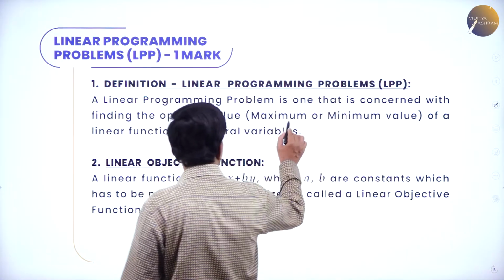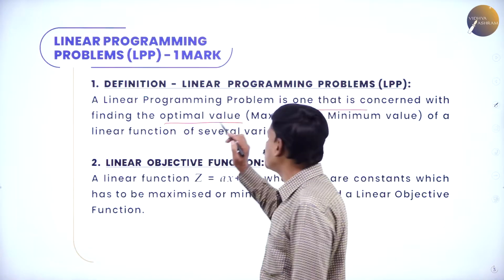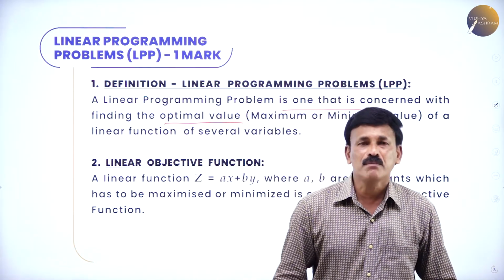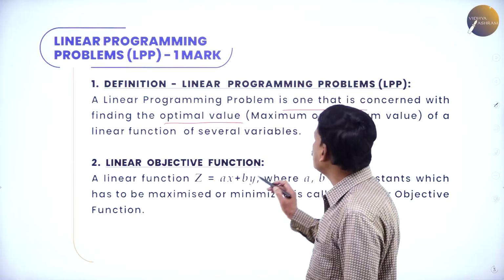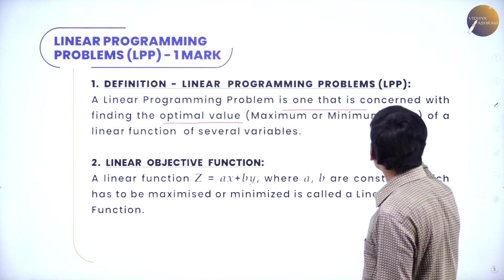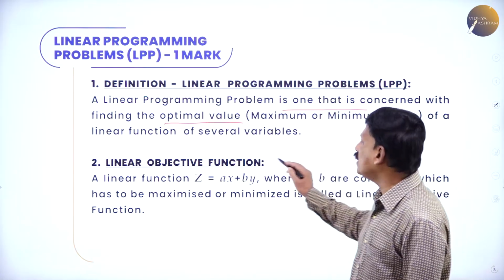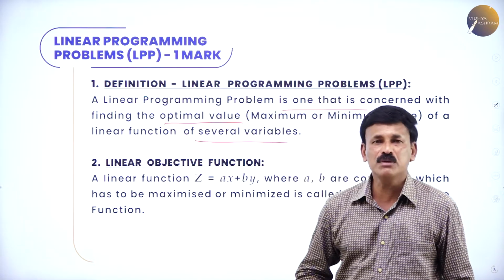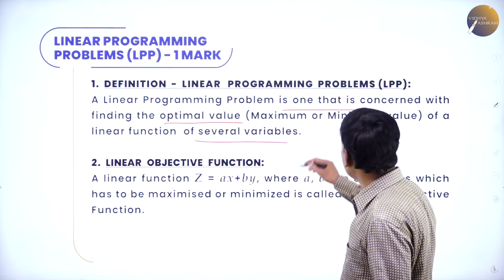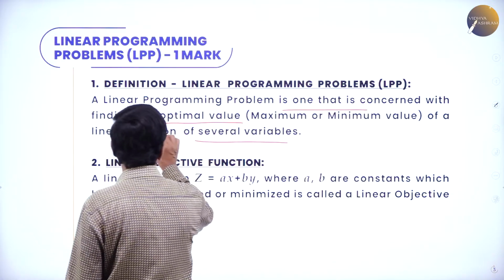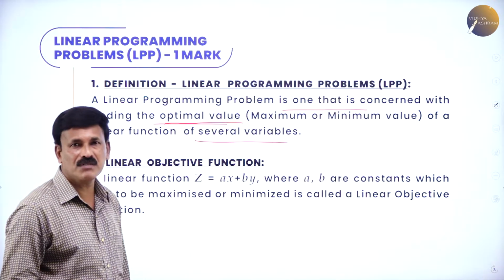A linear programming problem is one that is concerned with finding the optimal solution. Optimal solution is nothing but the maximum value or minimum value of a function. It is concerned with finding the minimum value or maximum value of a linear function of several variables. Variables may be x, y. X and y are the decision variables we are using here. So a linear programming problem is concerned with optimization, to get the optimal solution, that is the maximum or minimum value of a linear function of several variables.